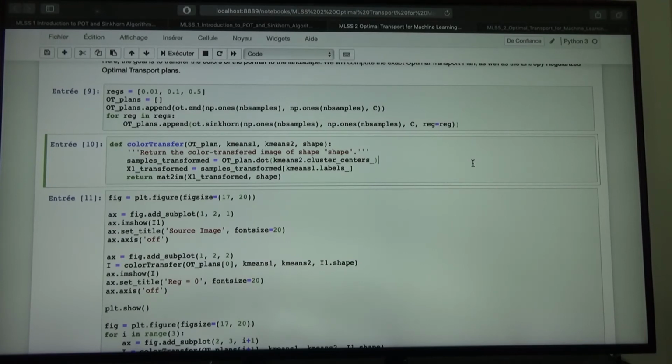Okay? Now we want to transfer the colors. For each color in my initial image, I have to find a new color. So how am I going to do that? Well, first I'm going to transfer the centroids.